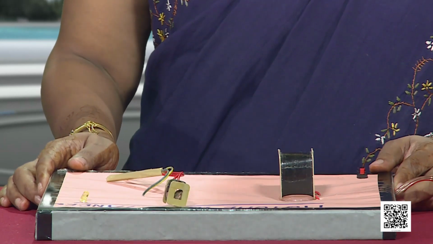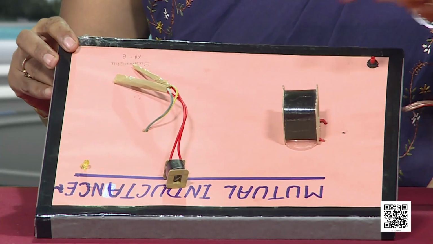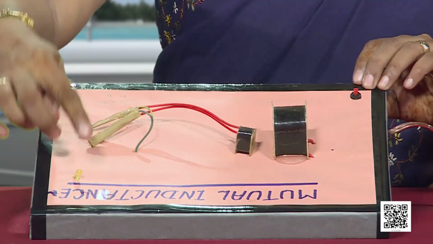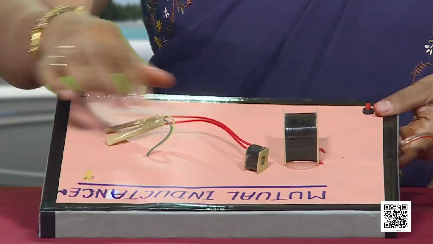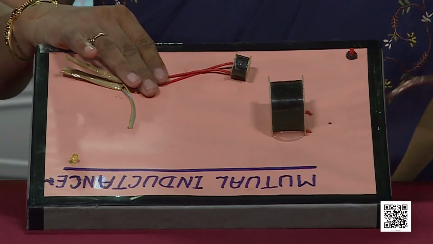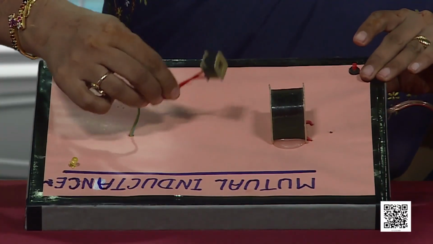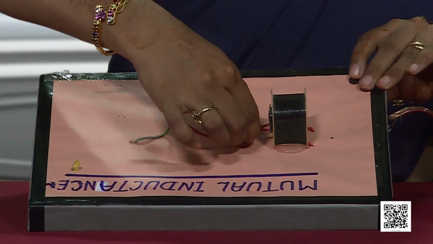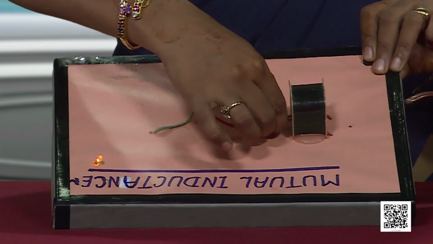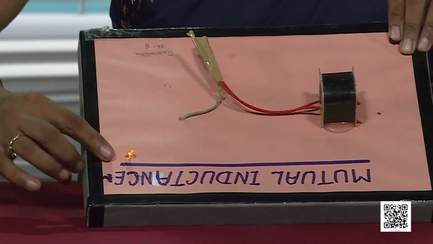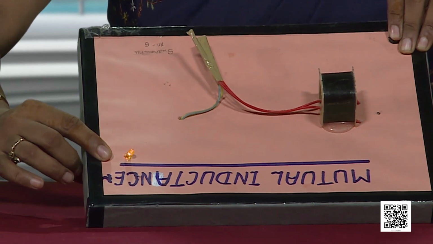You can see in the model, coil 2 is connected to the AC mains and coil 1 is connected to the LED. Coil 1 has no source of power supply. As we switch on the supply and bring coil 1 in the vicinity of coil 2, mutual induction takes place and the LED glows. And it glows, you can see this.